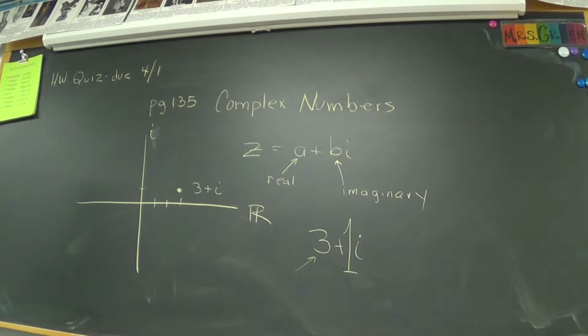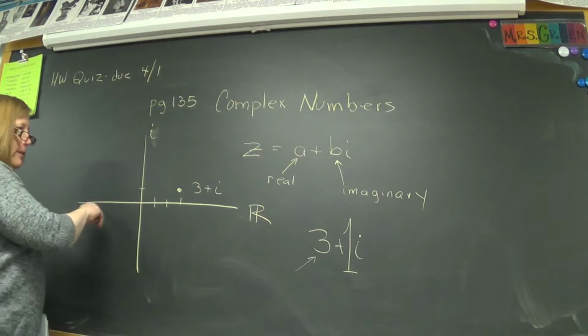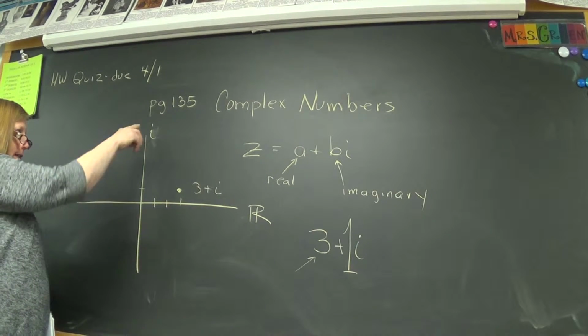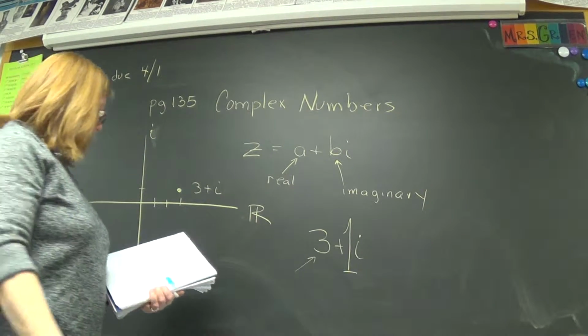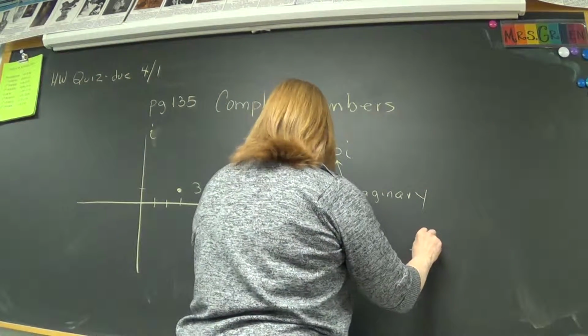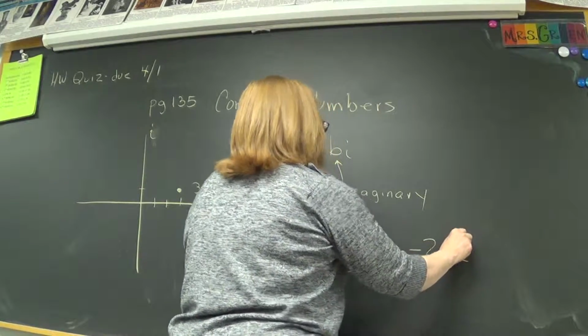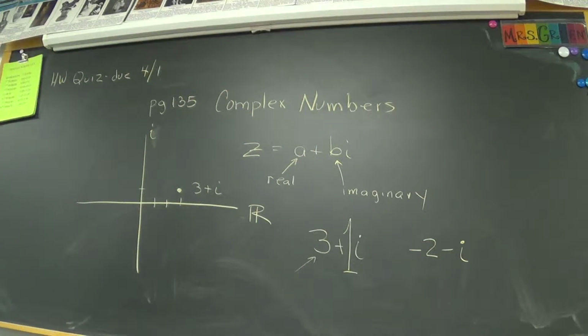Wait. What's the R thing? Real numbers. This is the real. The reals are on here, and this is the imaginaries. All right, try if you could find this one. Graph minus 2 minus I. Try that one.